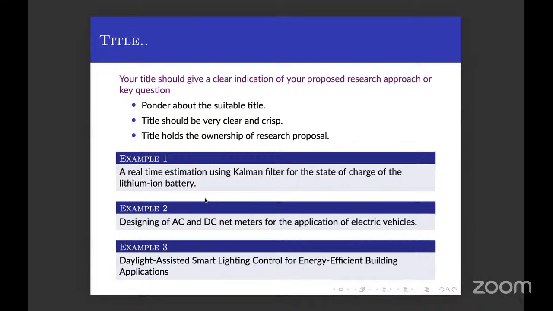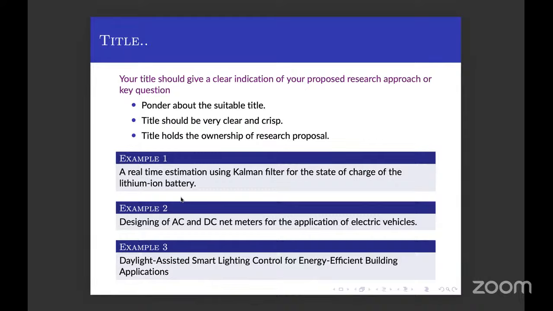So again, I'll tell you the title of a research paper and the title of a research proposal are different things. The title of a research paper has to be fuzzy, very novel. But in a project proposal, it has to be very simple. Now I'll make you understand, and I think everyone knows about the electric vehicle battery.